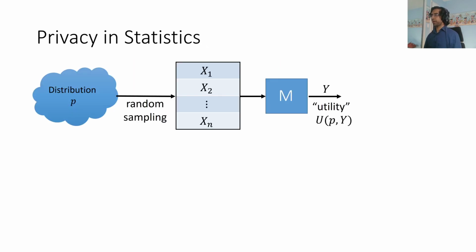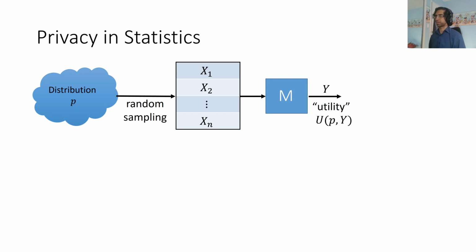Good. So now that we have the privacy notion out of the way, let's look at the actual setup. The setup is the following. There's some unknown distribution P. Via random sampling, this generates a dataset x1 through xn, and this dataset is fed into an algorithm, or a mechanism as it's sometimes called, M. This algorithm produces an output object, y. This y has some utility which is measured with respect to the original distribution P. In particular, note that this is not with respect to the dataset x1 through xn, but with respect to the original distribution which generated the data.